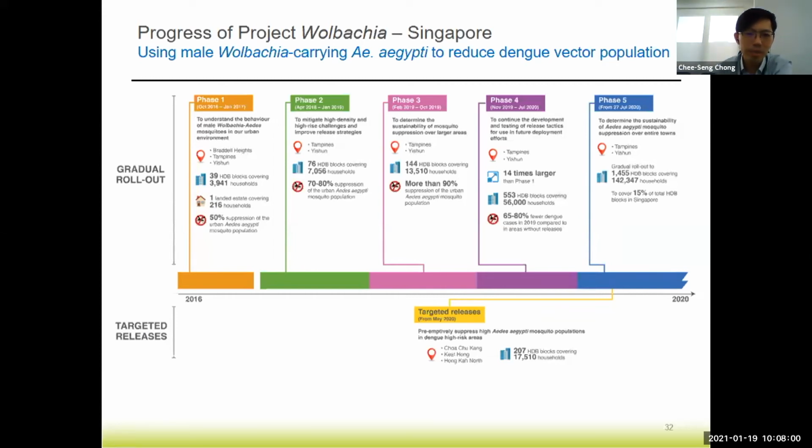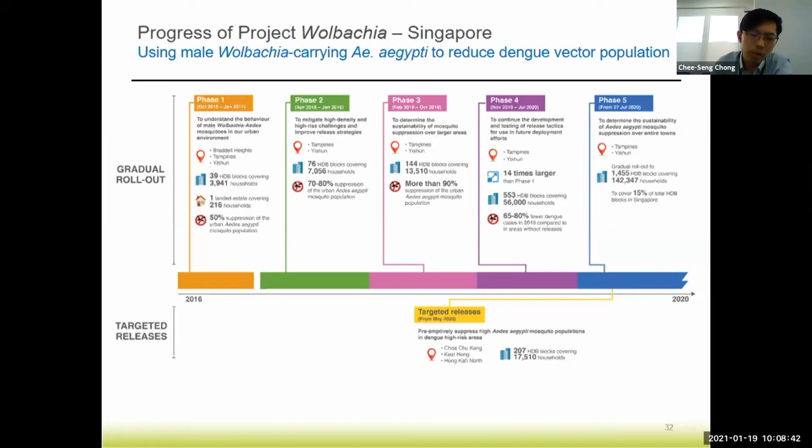And from then on, we really design our study to address some of the challenges that we face subsequently in our releases itself. And currently now in our phase 5 studies, we have actually covered quite a substantial part of the towns that we have been working on. So we started off with about 39 blocks back in 2016. Now I think we are covering about 1,000 blocks, so it's quite a substantial increase in the coverage that we have.